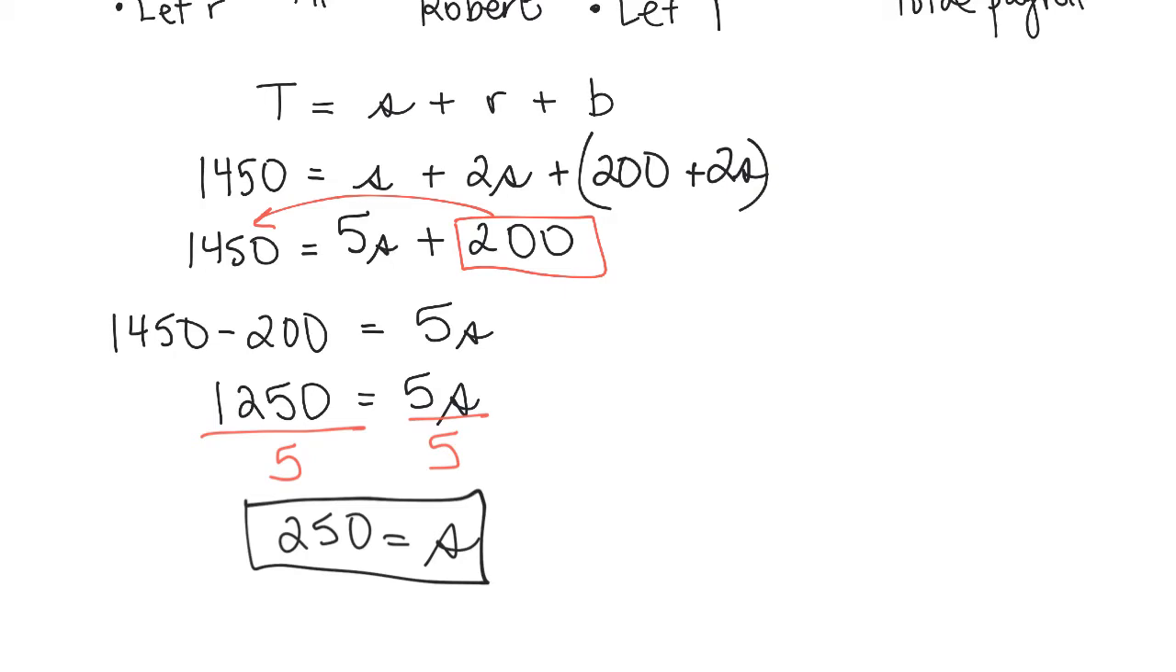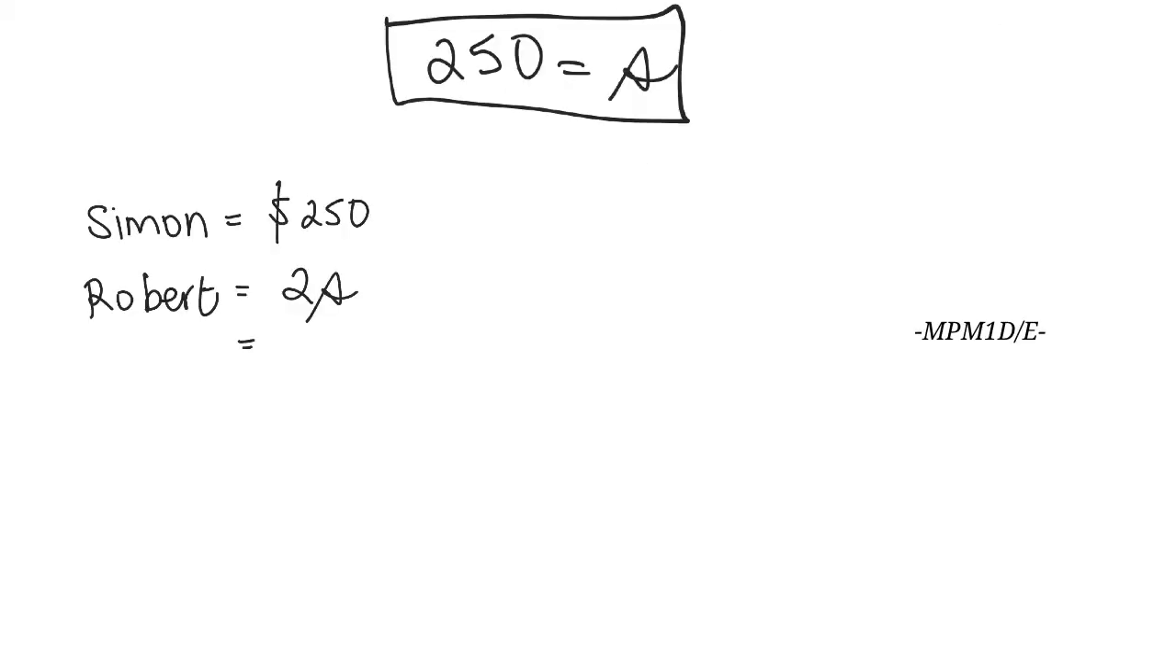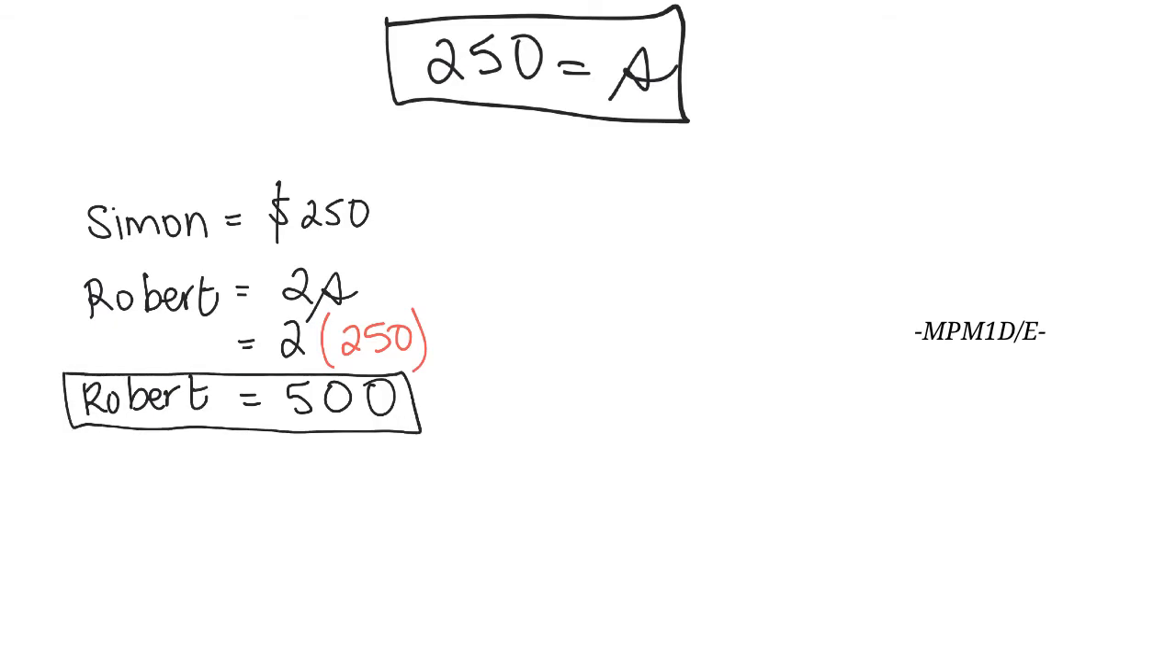So that's great, but now we still have to go back and figure out how much Robert would make and how much Brian would make. All right, so Robert, we know, makes 2 times the amount of Simon. So we do know now how much Simon gets. Simon gets 250. So I'm going to replace S with 250. And I can actually calculate how much Robert will get. So Robert gets 2 times 250, which is 500. So Robert is going to get $500 at the end of the week.